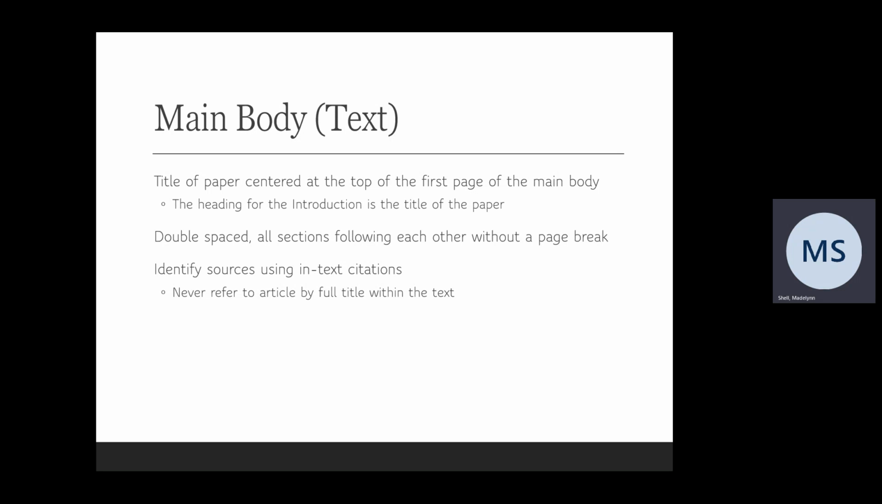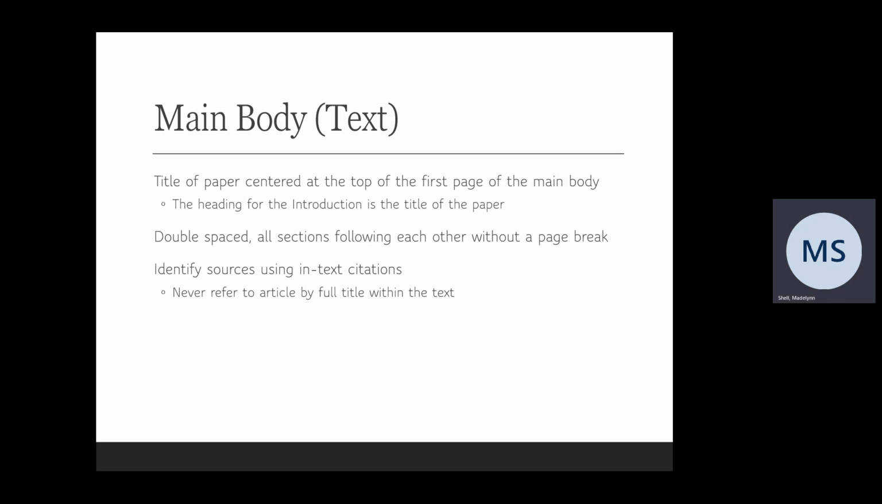Okay, then you start the main body of your paper. In APA, even though you have an introduction, we never have a heading for introduction. Instead, the heading for your introduction is the title of the paper. So you're going to put the title of the paper just as you listed it on the title page at the beginning of your paper.